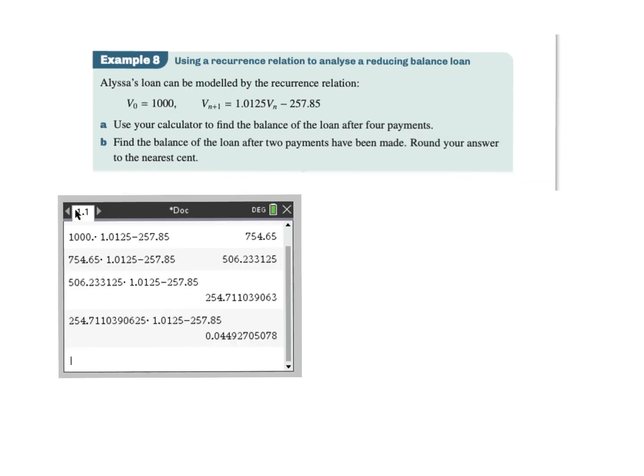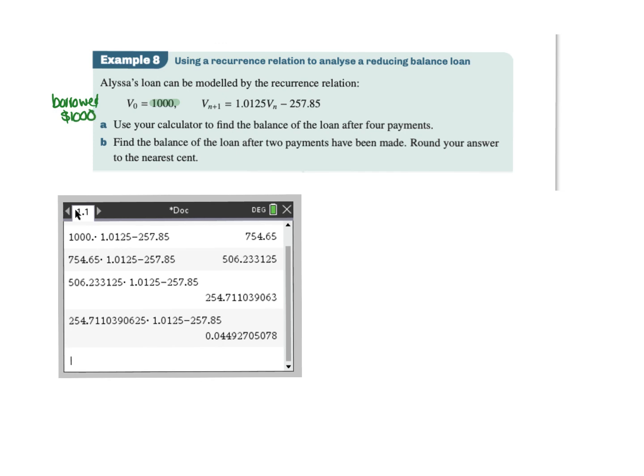Okay, so with this one, Alyssa can model the recurrence relation. So here we have a look. Just to have a look at the formula so we can see what things are there. Obviously here, when she has the $1,000, that's what she invested. Well, this is a loan, so we might say borrowed. So she borrowed 1,000, so we could read that off the recurrence relation.